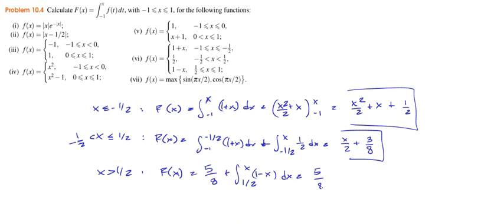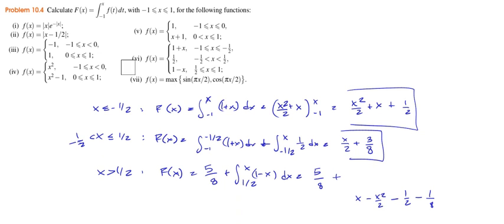Now this is 5/2, and then let's see, plus the integral, so this is x minus x squared over 2 between x and 1/2, right? So this is x minus x squared over 2 minus 1/2 minus 1/2, 1/4, 1/8. Okay, and so we have this, right?